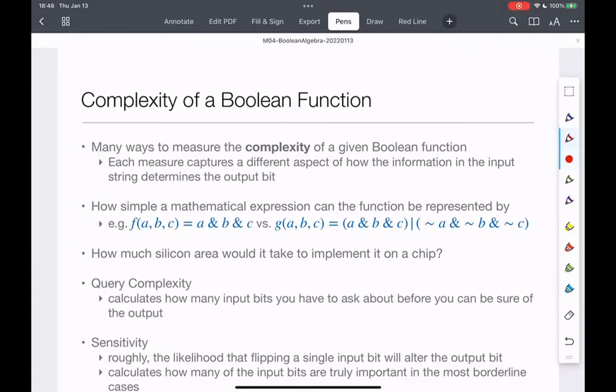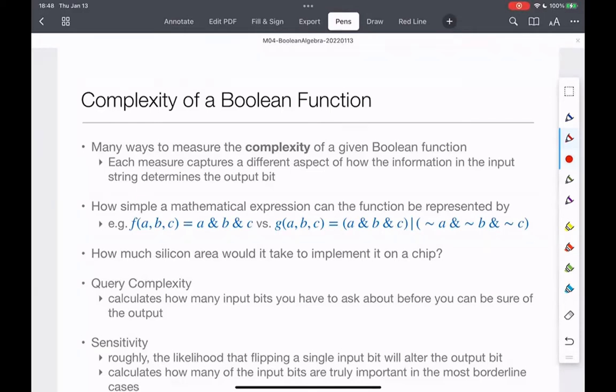So for example, if I give you the function a and b and c, and if a is 0, then I don't need to really ask about everything else, right? So I kind of start feeding a is 0, and the box can say, hey, I already know the answer. You don't need to tell me b and c. Okay, so that's some intuitive notion of complexity.